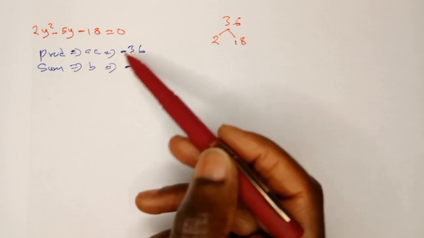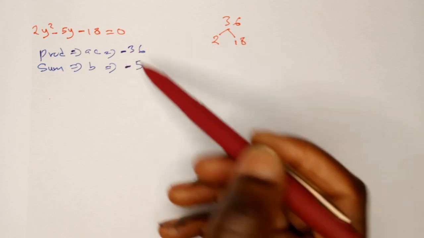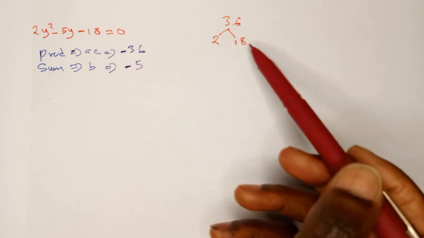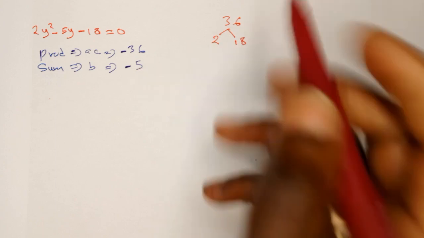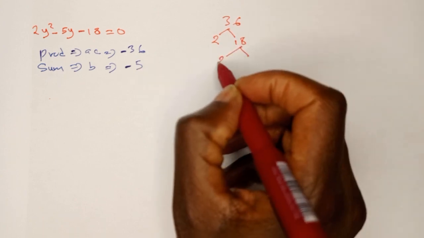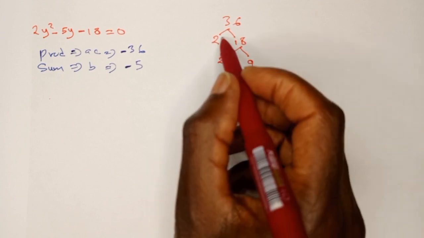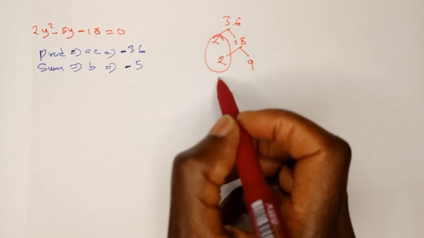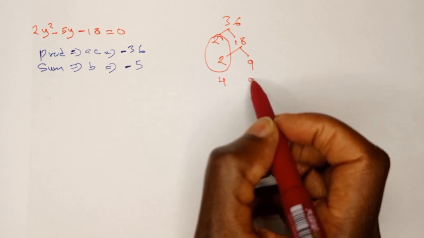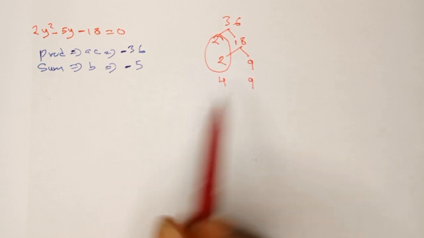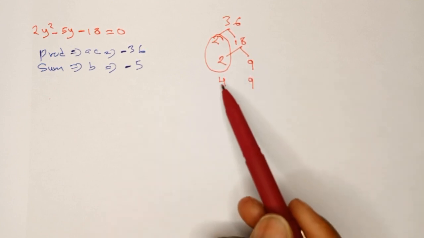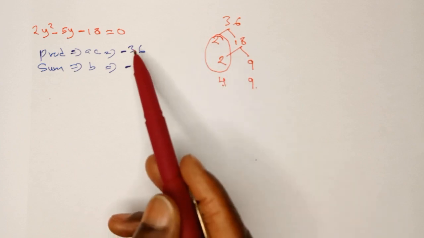If you multiply them, you get 36. And if you add them, can you get 5? No, you can't. So you continue by 2. Then there are 9. Then now you take this, multiply these two, you get 4. So you compare 4 and 9. So you check these two. So if you look, 4 times 9 is 36.